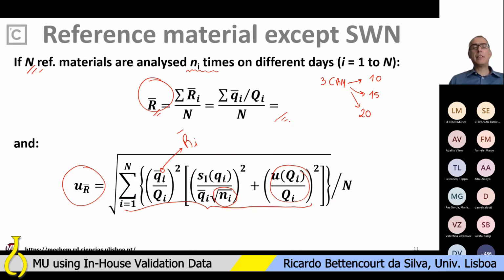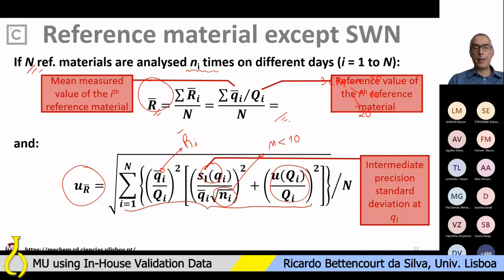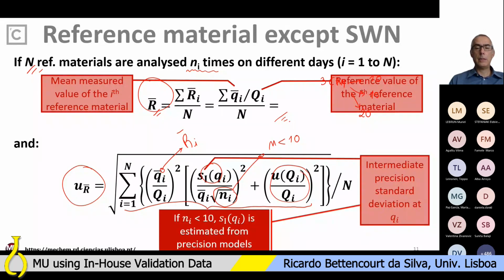If the reference material is analyzed and n is smaller than 10, I would say this precision should be estimated from precision models, because you don't have enough replicates for that. So this is what you can see in the slides there.